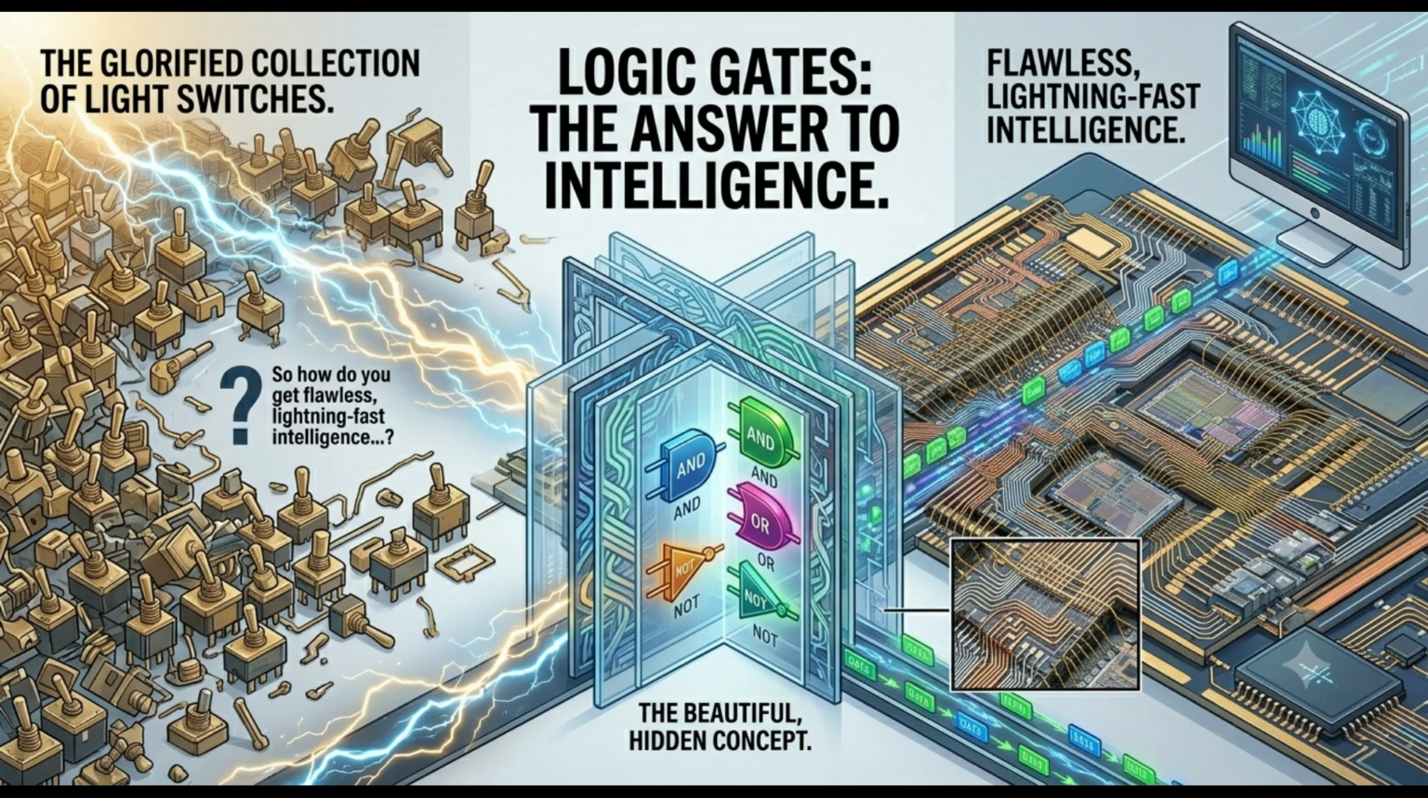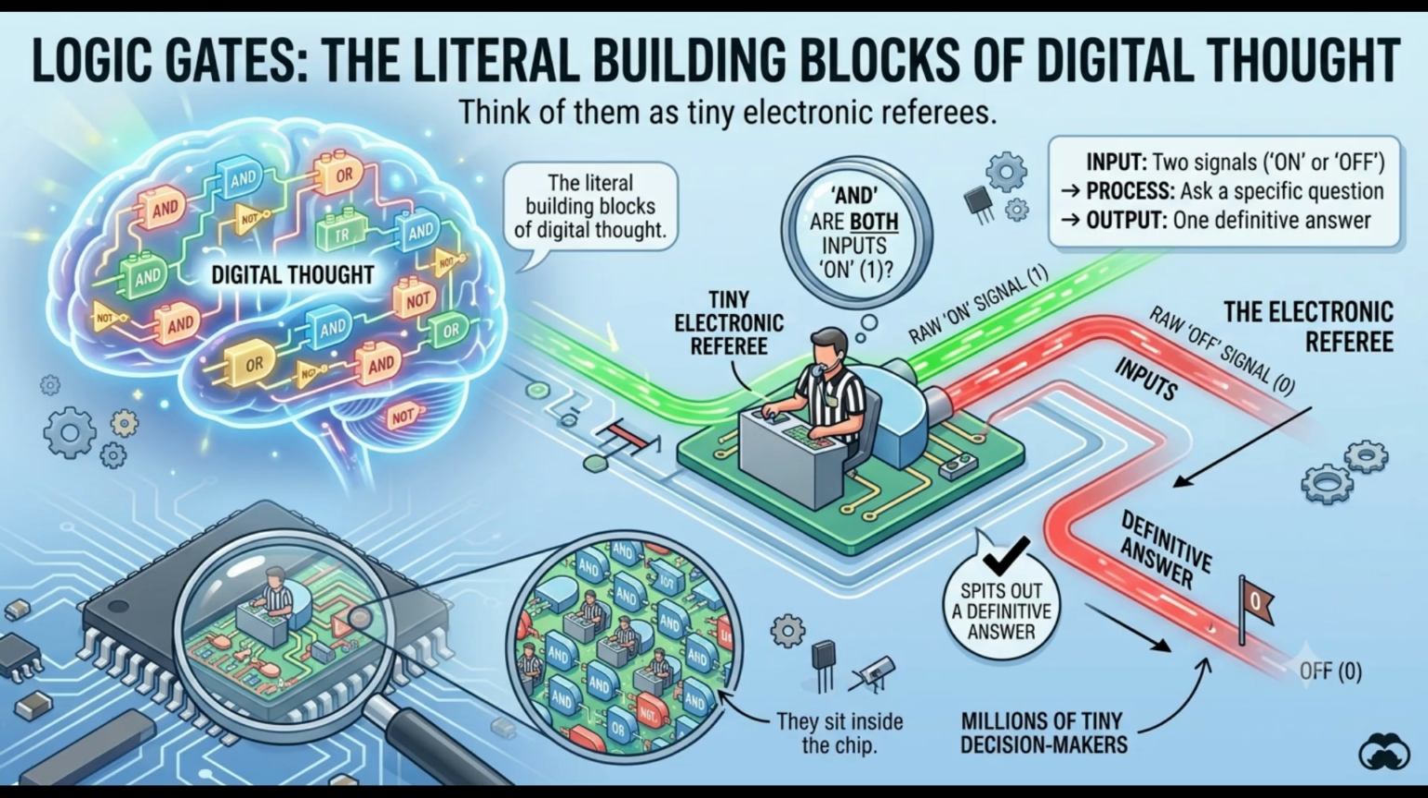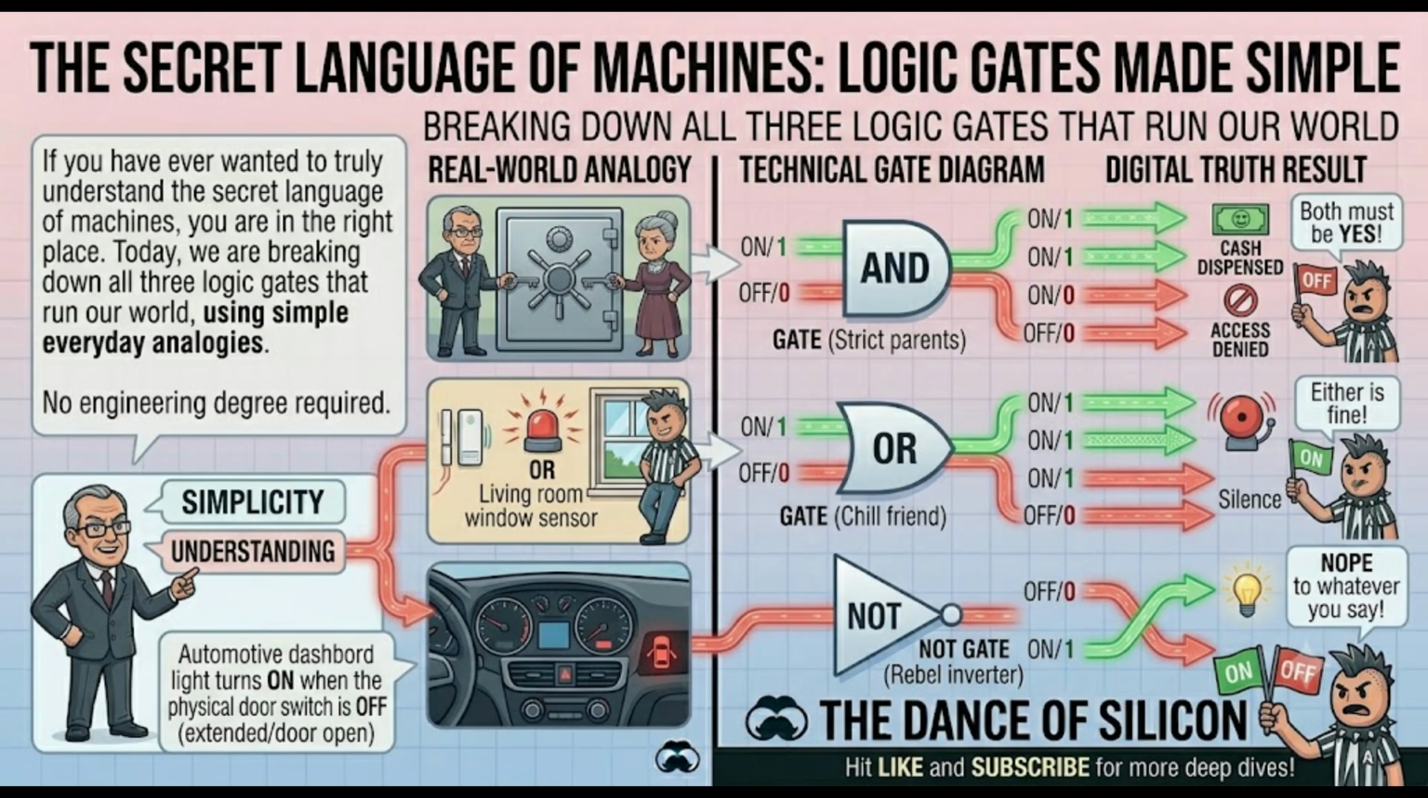Think of them as tiny electronic referees. They sit inside the chip, take in a couple of raw on or off signals, ask a single highly specific question, and spit out a definitive answer. If you have ever wanted to truly understand the secret language of machines, you are in the right place. Today we are breaking down three main logic gates that run our world, using simple everyday analogies. No engineering degree required. Every complex computer chip on the planet, no matter how powerful, is built using just three fundamental gates. If you understand these three, you unlock the secret to all modern technology.